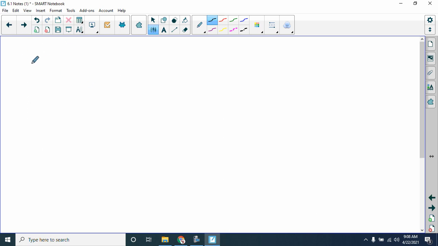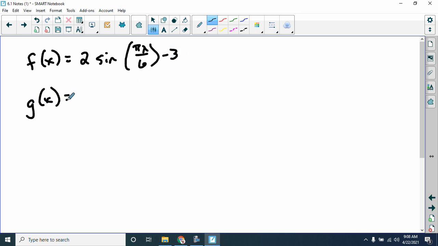So let's look at an example here. Let f of x equal 2 sine of pi x over 6 minus 3, and g of x equal negative x squared minus 4x plus 3. So go ahead, graph that on your graphing calculator. These problems, more often than not, are calculator problems. Make sure you're in radians mode when you graph it.